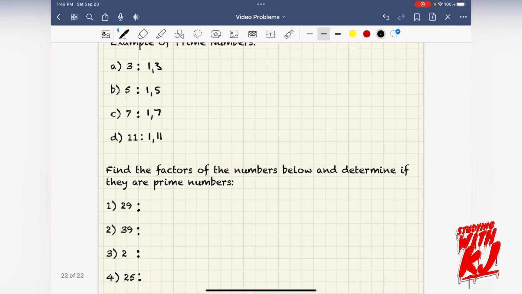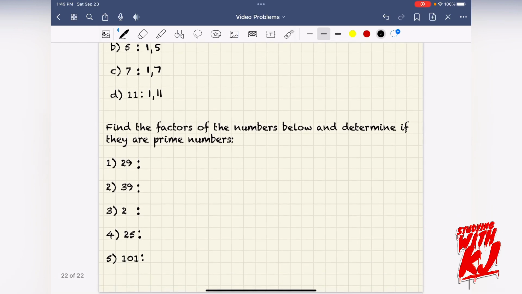Now, let's go on to these example problems here. So, for 1 through 5, we need to find the factors of these numbers below and determine if they are prime numbers. So, let's find all the factors of 29. Now, we know that typically odd numbers are prime numbers. So, in this case, 29 only has two factors. 29 is an odd number, so the only two factors of 29 are 1 and 29. So those are the only two numbers that can be multiplied together to make 29, or 1 and 29 are the only two numbers that can be evenly divided into 29.